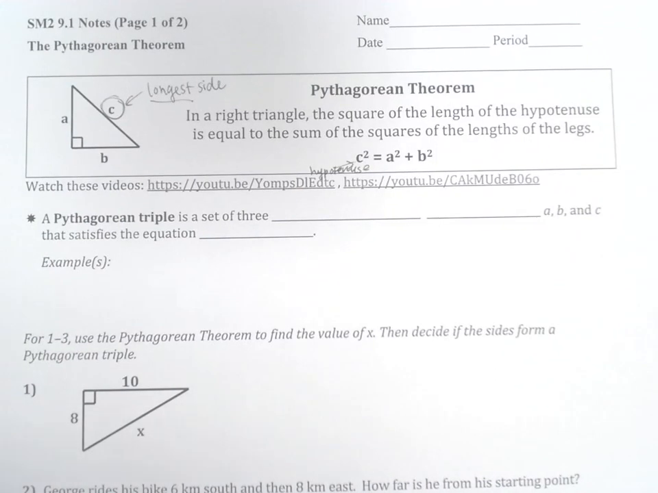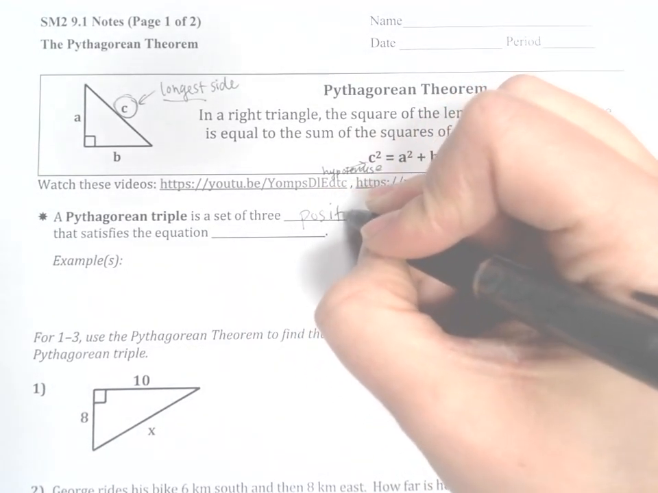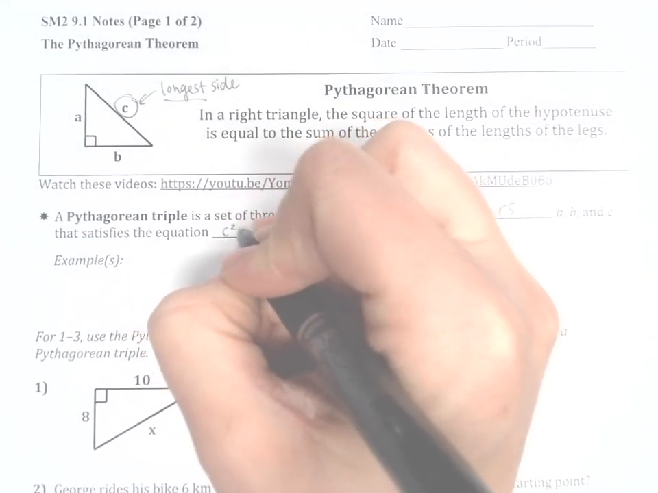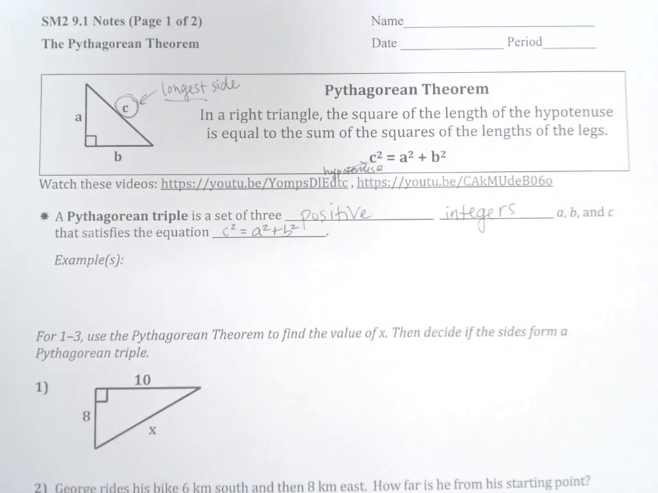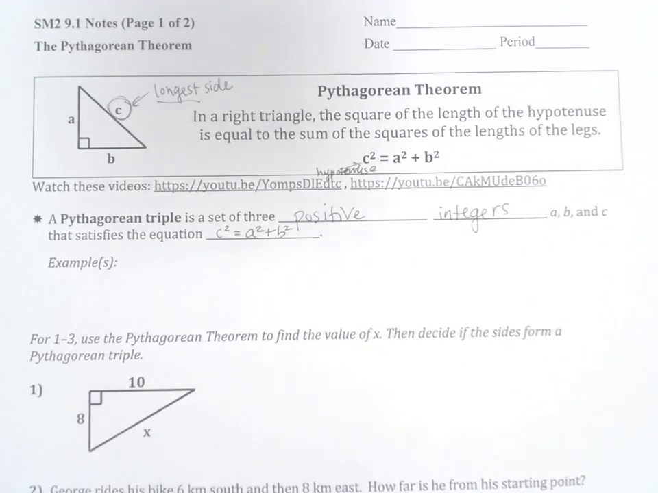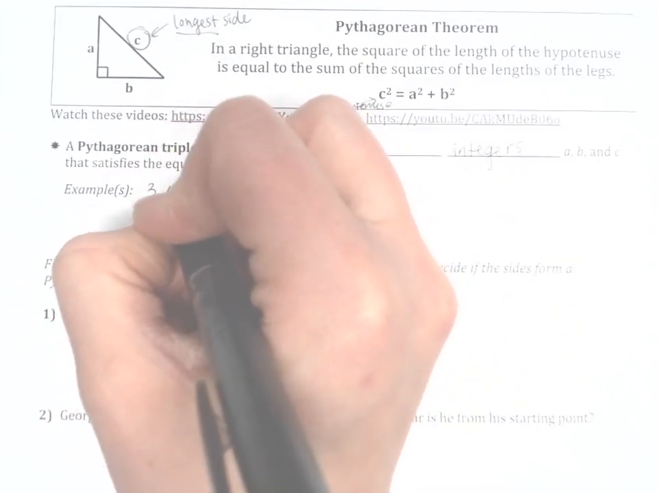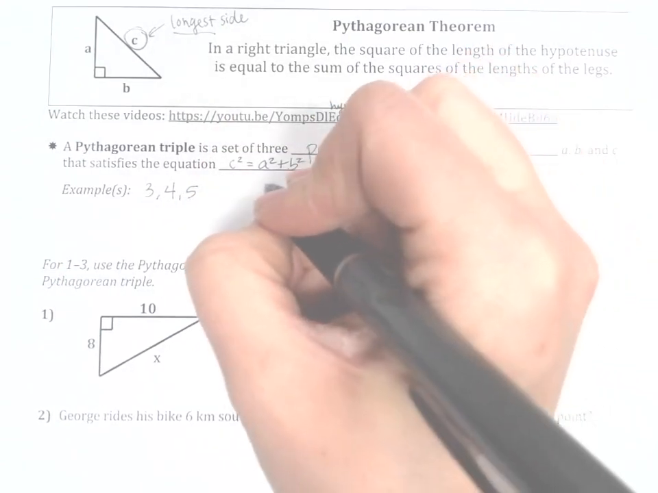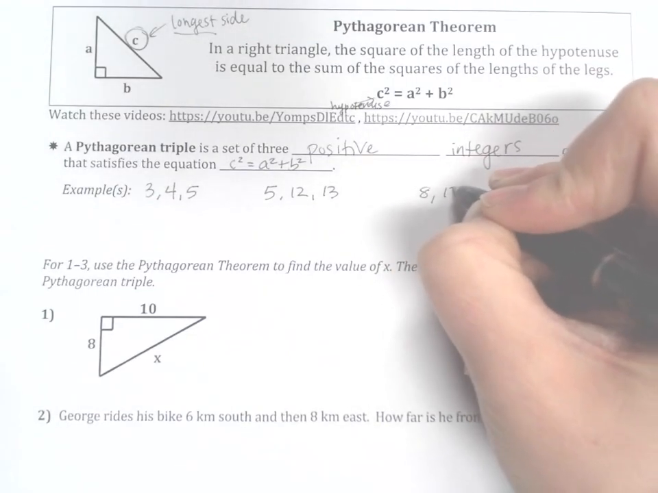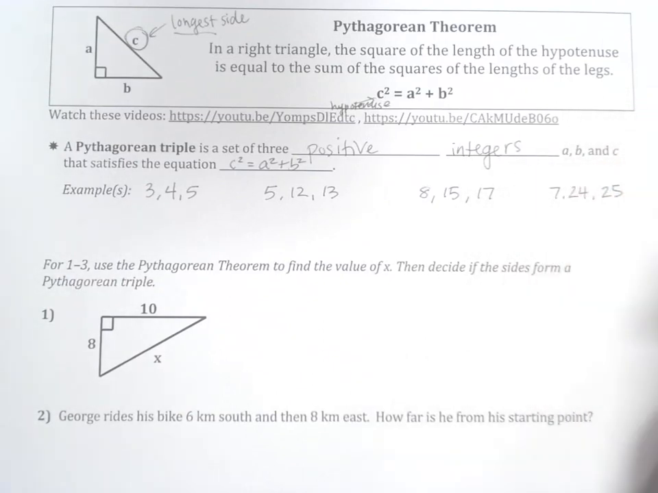All right, hopefully you watched those videos. If not, do it. Anyway, a Pythagorean triple is a set of 3 positive integers, a, b, and c, that satisfies the equation c squared equals a squared plus b squared. So essentially 3 whole numbers that satisfy the Pythagorean theorem. Some examples. The 4 probably most common ones you'll see are 3, 4, and 5; 5, 12, and 13; 8, 15, and 17; and 7, 24, and 25.